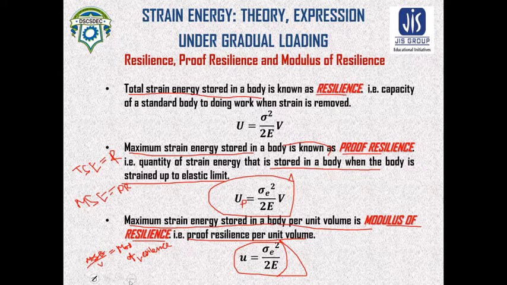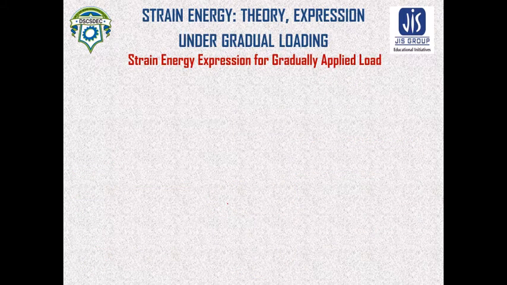Okay, so next we will see the expression for gradually applied load. Gradually applied load means the load is 0 at time t0, and then it is applied in small amounts at a time. So when the load is applied in small amounts, starting from 0 to some amount, the extension or deformation also changes as the load changes. So we will see the expression for that.